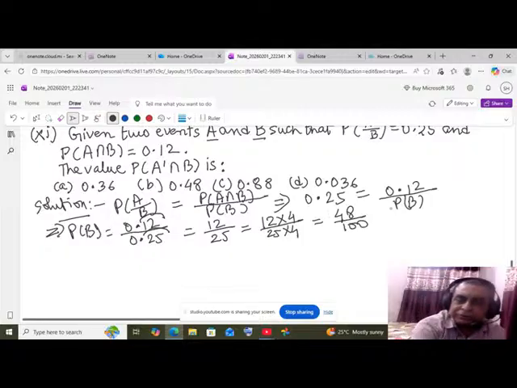Okay, which is equal to 0.48. Now we have to find the probability of A dash intersection B. What is the meaning of probability of A dash B? I am explaining with the help of a diagram.